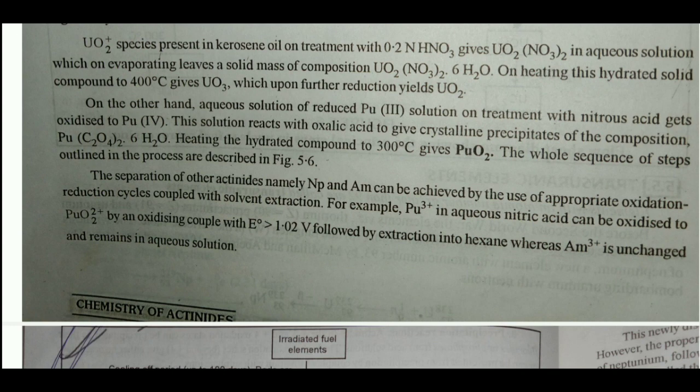This solution reacts with oxalic acid to give crystalline precipitates of the composition Pu(C2O4)2·6H2O. Heating the hydrated compound to 300 degrees Celsius gives PuO2. The whole sequence of steps outlined in the process is described in figure 5.6.